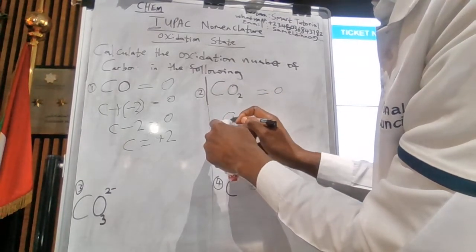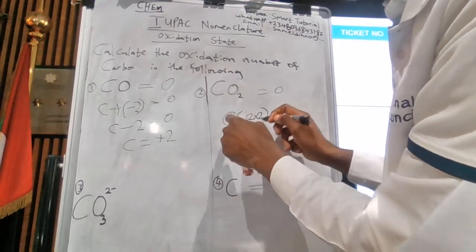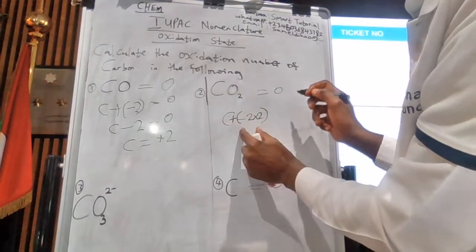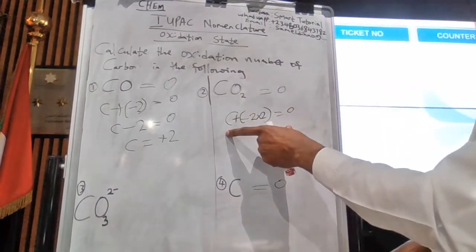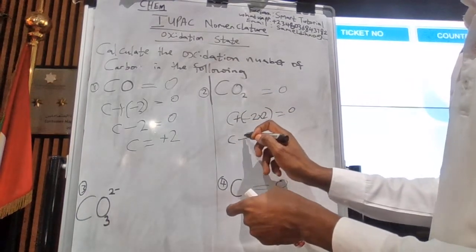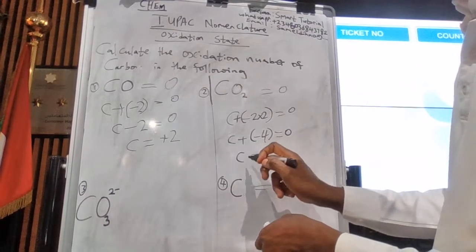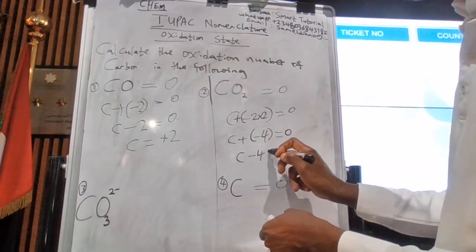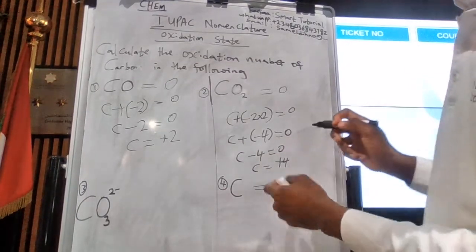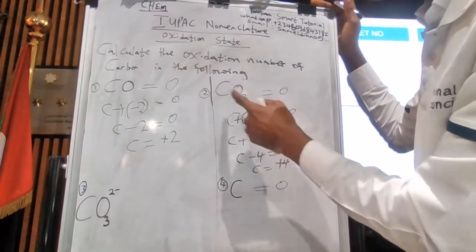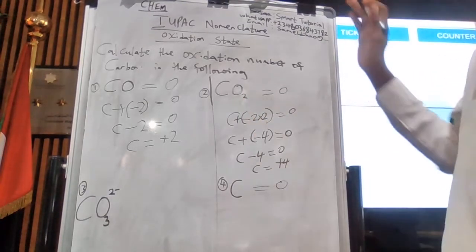Sorry, you add each of the oxidation numbers together. So this one is for the carbon, and this is for the oxygen, equals 0. You form an equation from what we have here, then solve the equation. That is, this one will give us -4 equals 0. Then C, if you open the bracket, you get C -4 equals 0. C equals +4. So this compound, CO2, is carbon 4 oxide. Carbon 4 oxide. That is just it.